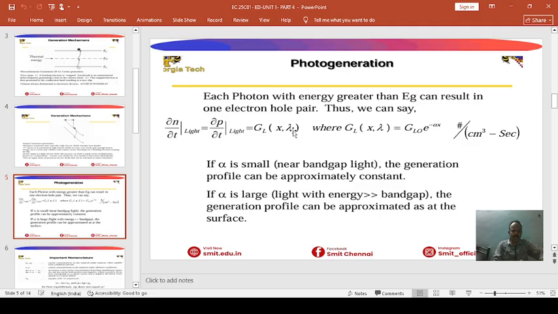The generation rate depends directly on the light intensity, the absorption coefficient, and the material properties. This is the operating principle for solar cells, photodiodes, and optical sensors. For example, in solar cells, sunlight energy generates carriers that produce current. Photo generation converts light energy into electrical energy.